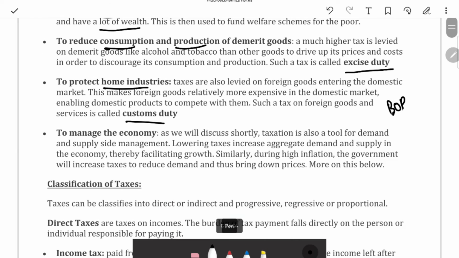Another reason is to manage the economy. Basically, you need taxes so that you can get the money to manage the economy. For example, you can use taxes to increase the demand. When taxes are low, you can increase the demand, and when demand increases, there can be more output. But again, there are consequences, because remember, if there is an increase in demand, there is an increase in inflation, which is very bad for the economy. But that's just an example of managing the economy.